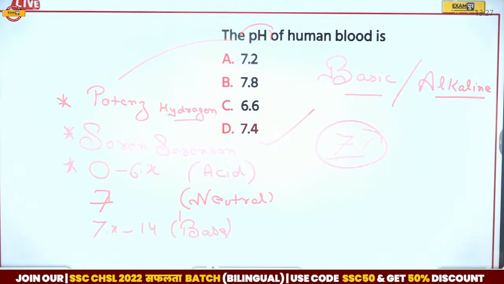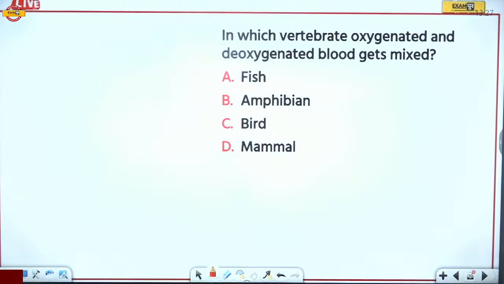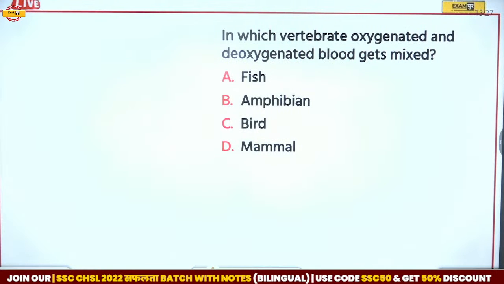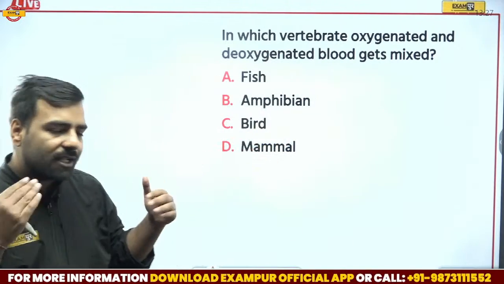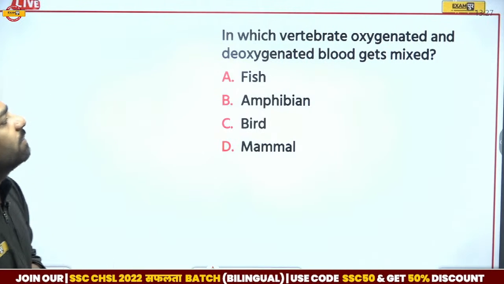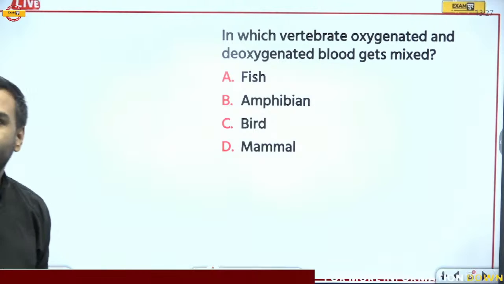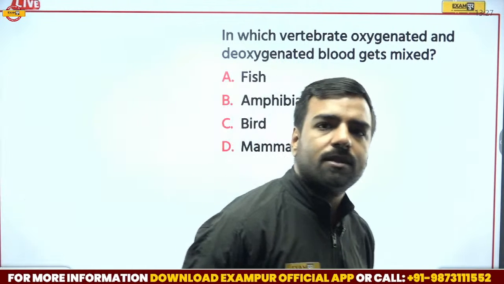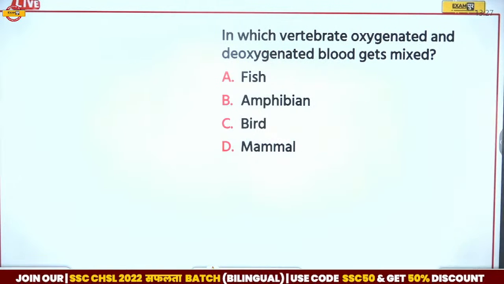Next question, please. Next we have, in which vertebrae do oxygenated and deoxygenated blood get mixed? I told you, if our heart is 4-chambered, that means there's a proper procedure where blood will go from here, then here, then here. But blood might get mixed as well. So my question is, in which vertebrae do oxygenated and deoxygenated blood actually get mixed? So what do you think? What is the correct answer? Answer please.